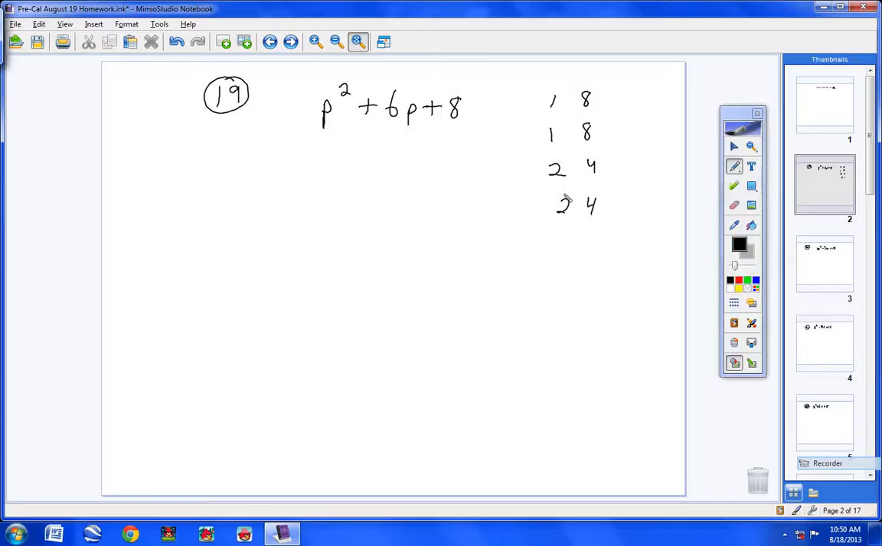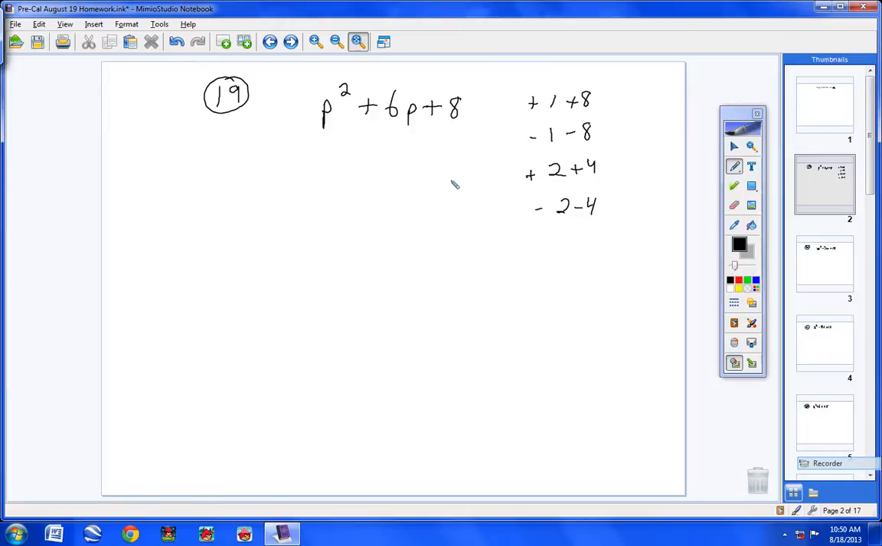Now, what type of 8 do I have? Positive. So I want a positive times a positive, that would give me a positive 8. Negative times a negative, that would work too. Positive times a positive, negative times a negative. So there, I did step 2. I listed out all the factors of this last term.